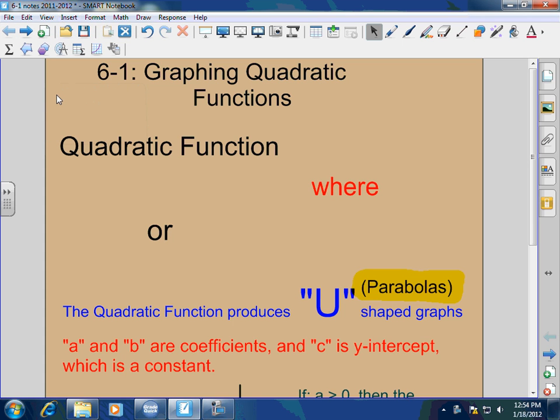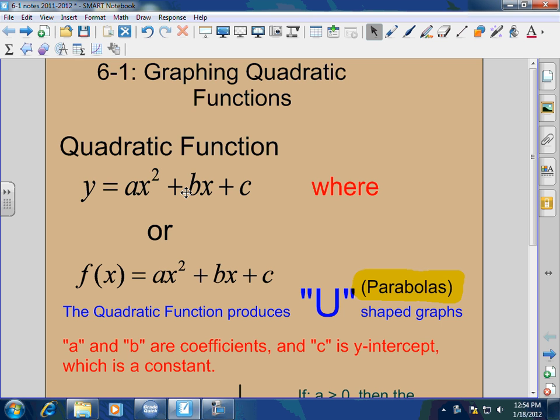All right, so again, 6-1 quadratic functions. A quadratic function is y equals ax squared plus bx plus c, or f of x equals ax squared plus bx plus c. Okay, the a is a coefficient, b is a coefficient, and c is the constant. We're going to talk about what each of these mean and how you use each of these to graph a quadratic function.